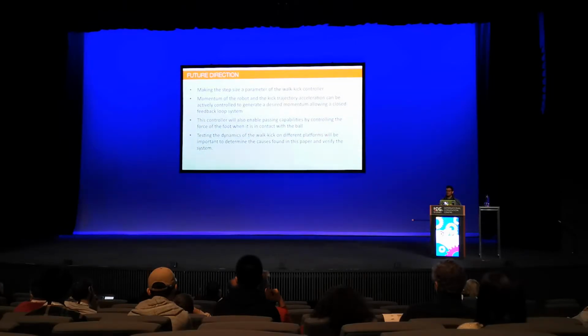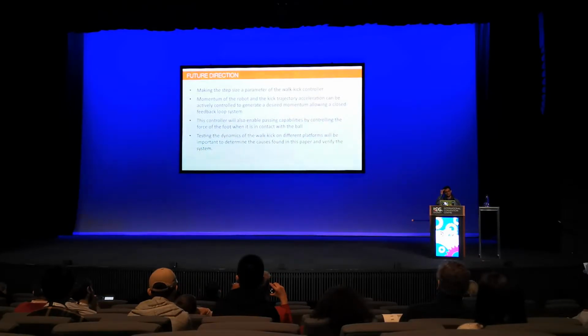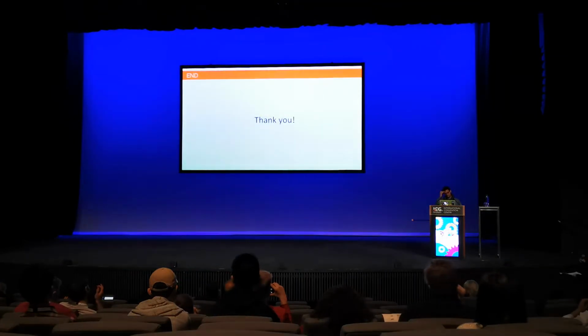The current controller for the walk kick is open loop, allowing the robot to passively use the momentum to generate kicks while walking. But the momentum of the robot and the kick trajectory acceleration can be actively controlled to generate desired momentum, allowing a closed feedback loop system. For example, this controller will also enable passing capabilities by controlling the force of the foot when it is in contact with the ball. And lastly, testing the dynamics of the walk kick on different platforms will be important to determine the causes found in this paper and verify the system as a whole. Thank you.